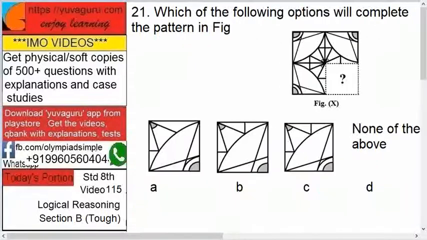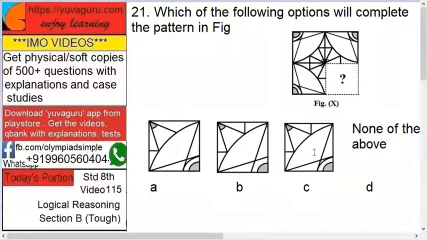Got it? Which of the following options will complete the pattern in the figure? This pattern is figure X, meaning the question figure. Now, which of the following? A, B, C and D is none of the above. So what you have to check over here is this short part. A is definitely gone because there is not a straight line over here, which is required in this. So A is gone.